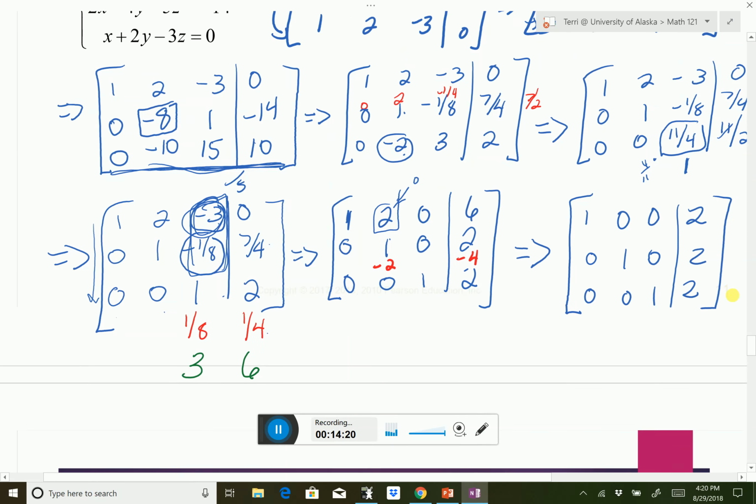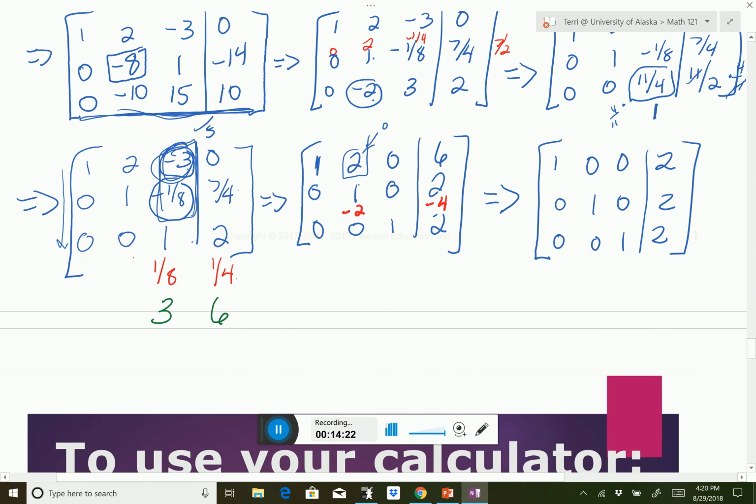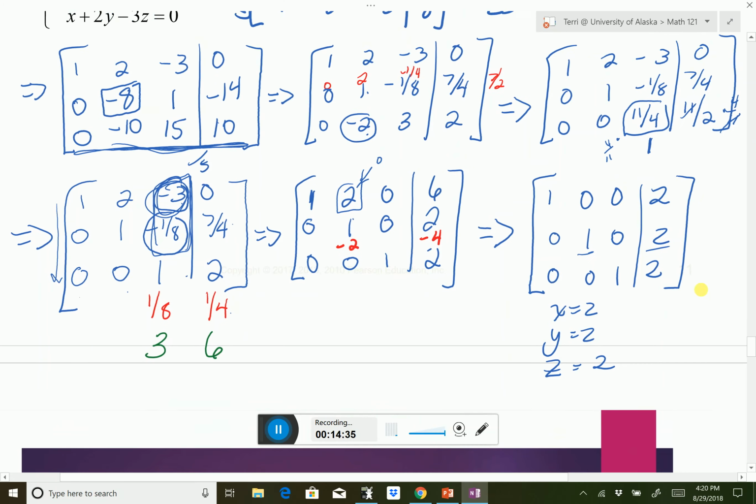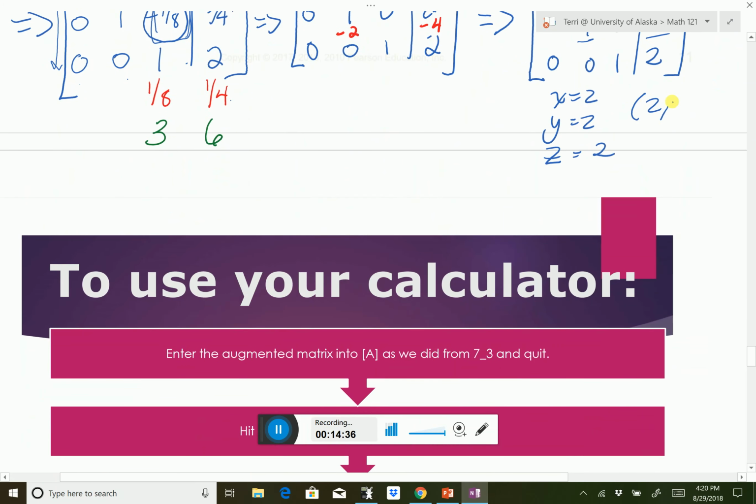And now we have a very easy answer. So x equals 2. Y equals 2. And z equals 2. Wow, everything is 2. And that's our ordered pair. We have a unique solution.